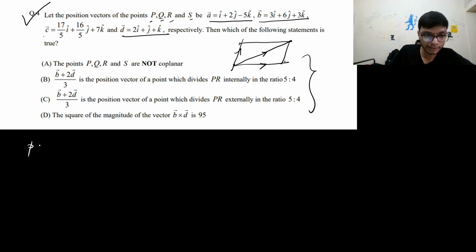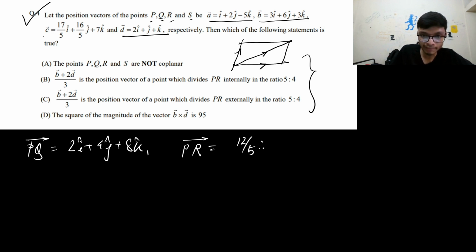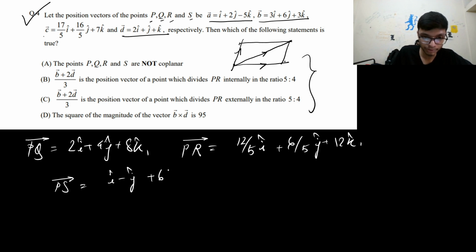So if we try to find all the vectors, I'm writing the PQ vector. PQ vector will become 2i cap plus 4j cap plus 8k cap. Similarly, PR vector will become 12 by 5 i cap plus 6 by 5 j cap plus 12 k cap. And similarly the PS vector will become i cap minus j cap plus 6 times k cap. So this is how we get the three vectors.